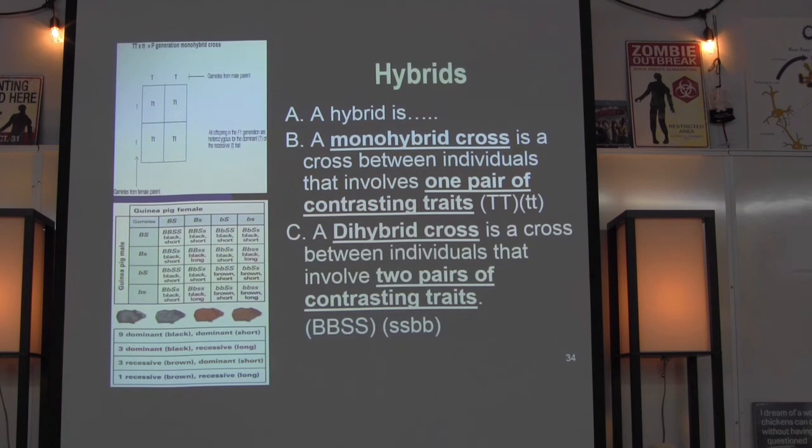All right, so you'll see this on the test too as vocab. It's basically you match a monohybrid cross with one pair of contrasting traits. So once again, the prefix mono means one and di means two. Two sets of contrasting traits versus one, and today this is all we've been focused on. I just wanted you to know that this exists.